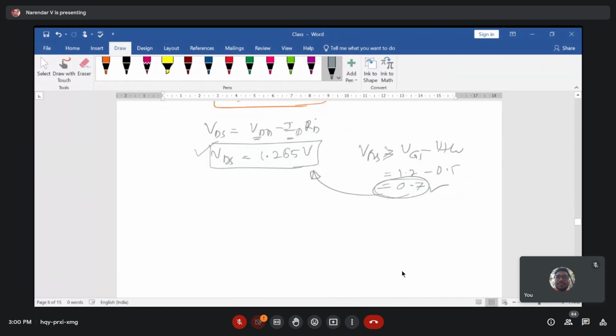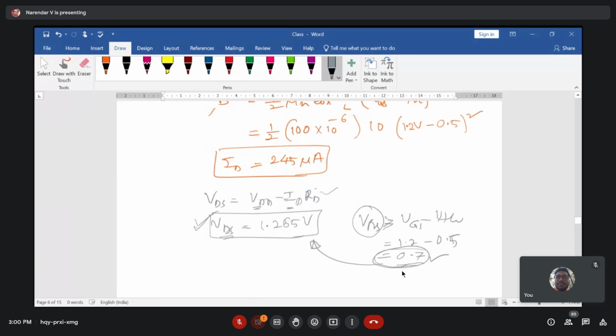How did we verify? We calculated the VDS value by substituting the ID current and RD values, and we are aware that VDS must be greater than VGS minus VT. 1.2 is VGS, 0.5 is the threshold voltage, and that comes to 0.7. So your VDS value should not be less than 0.7. It should be greater than or equal to 0.7, but we are getting 1.265, which is well above this value, and hence the transistor is in the saturation region of operation, and the current that we extracted is correct. So the assumption we made is correct.